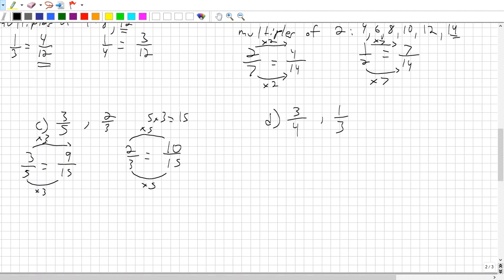These ones are very close: 9 out of 15 and 10 out of 15. So we know that 10 out of 15 is bigger, so 2/3 is bigger than 3/5.